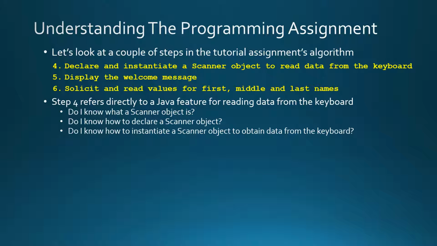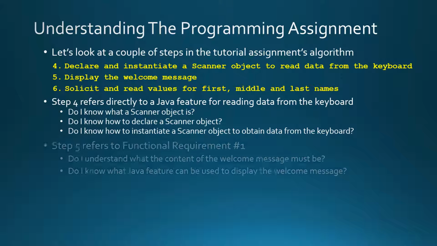Well, do I know what a scanner object is? Do I know how to declare a scanner object? Do I know how to instantiate a scanner object? And do I know in that instantiation how to invoke the constructor to direct the scanner object to obtain data from the keyboard? So even though it seems to be a very simple step here, there's a lot going on. But it's just one step. And if I can answer those questions, I'm pretty confident I can write the Java to implement that step.